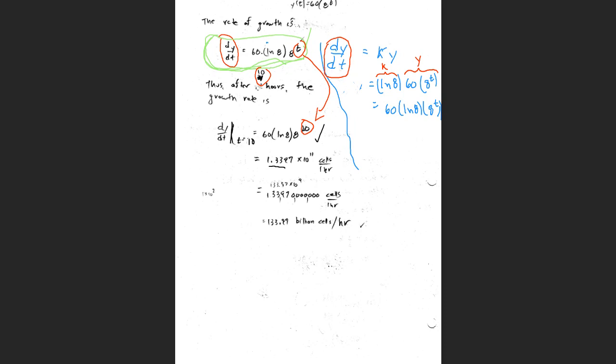All right, so what I'm doing in Desmos is I'm typing in 60 times the natural log of 8 times 8 to the 10th power. You're welcome. It's going to be a huge number, right? Let me go into Desmos here. Let me just switch into Desmos for a moment.